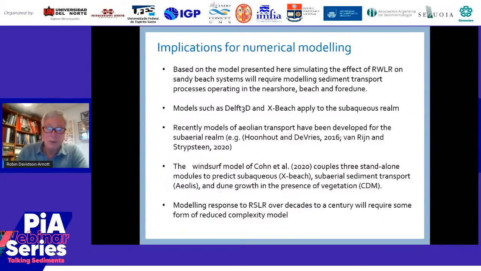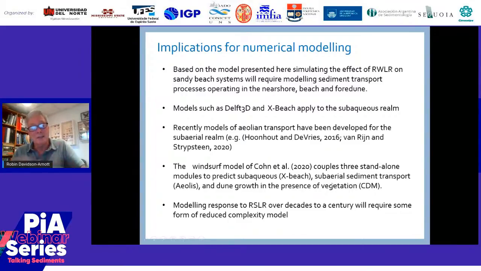Okay, and I'll end with a couple of implications for numerical modeling. So if we look at the subaqueous realm, we've got models such as Delft3D and XBeach, and they apply to sand transport in those zones. We've got some recent models of aeolian sediment transport that have been developed for beaches and foredunes, Hunout and De Vries and Van Rijn and Strypsteen among them. And even now a model by Cohn et al. that pulls together three standalone modules to model the subaqueous, the subaerial, and what happens in vegetation.